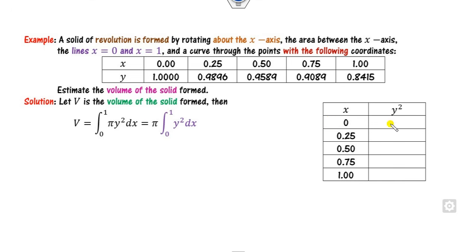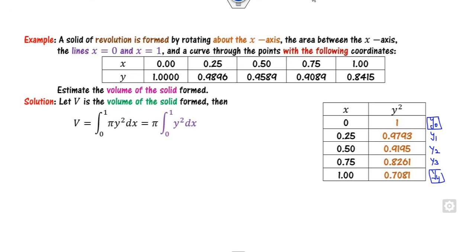So I can start with this value. Since in this case I need y squared, this is the value of y. I can find its square, 0.9896 squared, and so on. So I can complete this value as here. So this is my y0, this is my y1, this is y2, this is y3, this is y4.